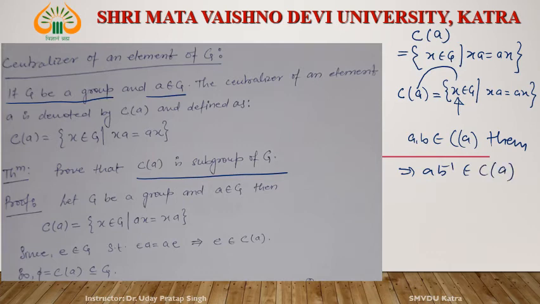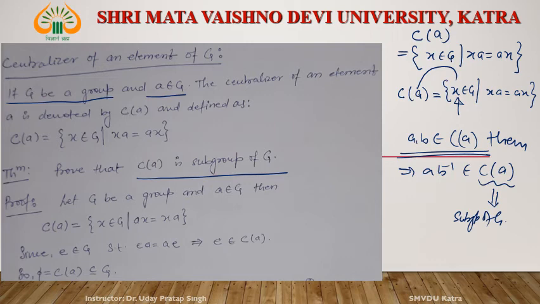If we are able to prove this, then only we can say that CA is a subgroup of G. We can only say that this is a subgroup of G. Let us start from here. Let A and B belong to CA.